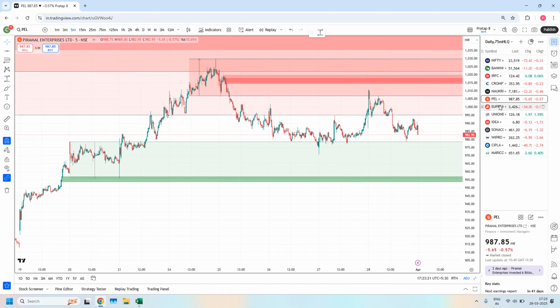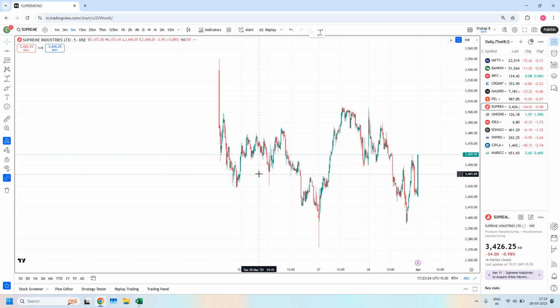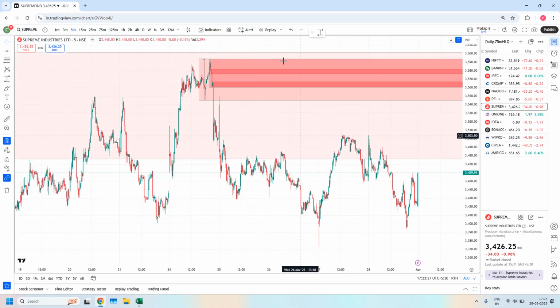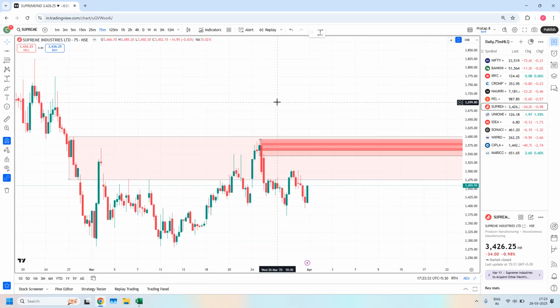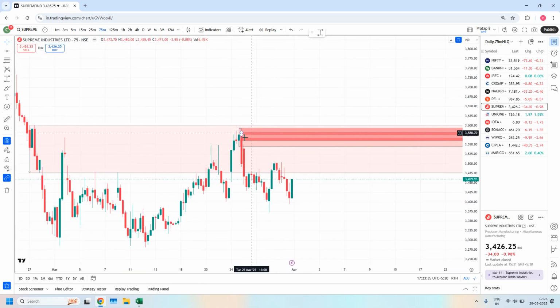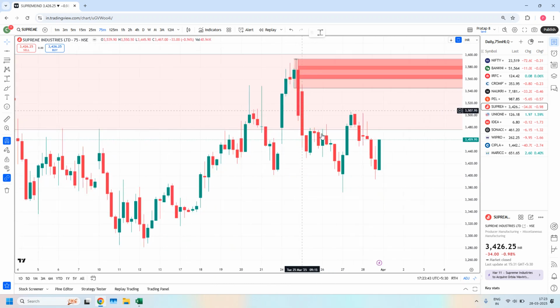Okay, fine. So this is the PEL. Next one is Supreme Industries. This is the one already explained previously. We have 2 fine-tuned zones here. We already have this, because this chart came from the previously drawn list. But today the price did not enter into these areas.